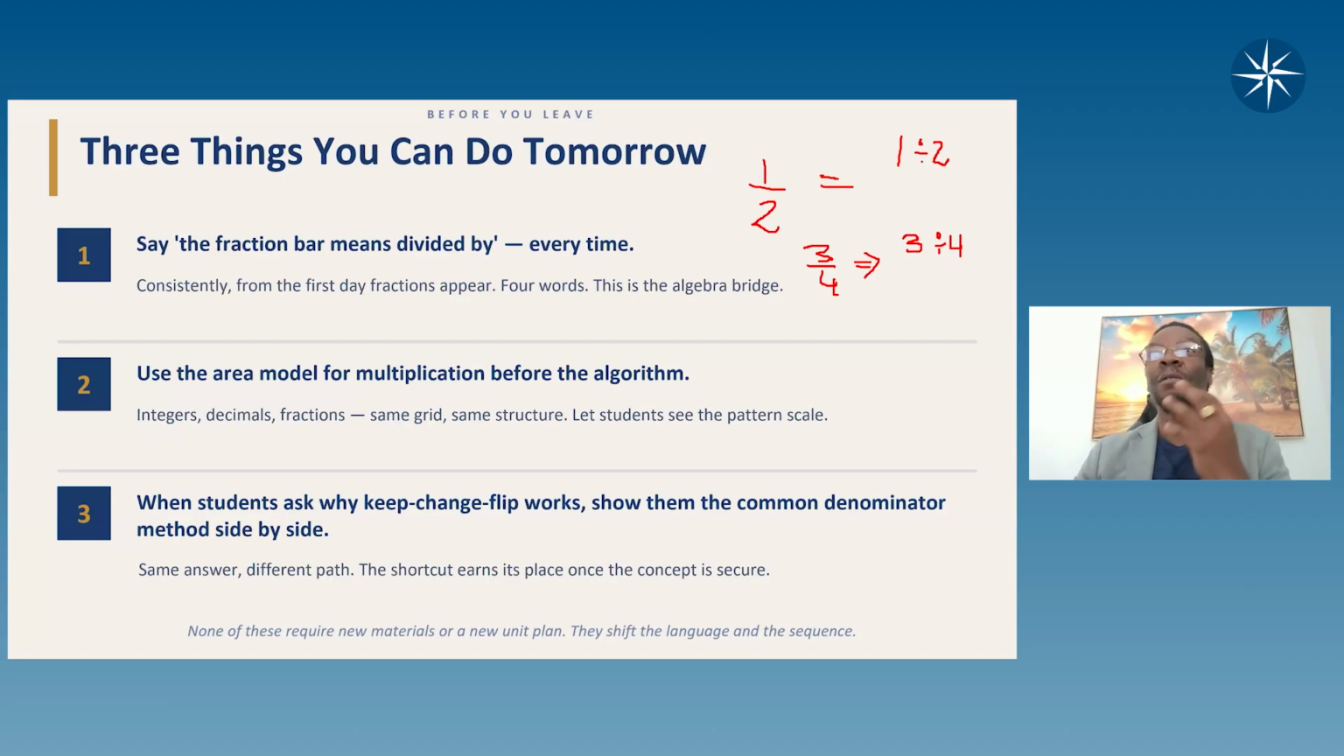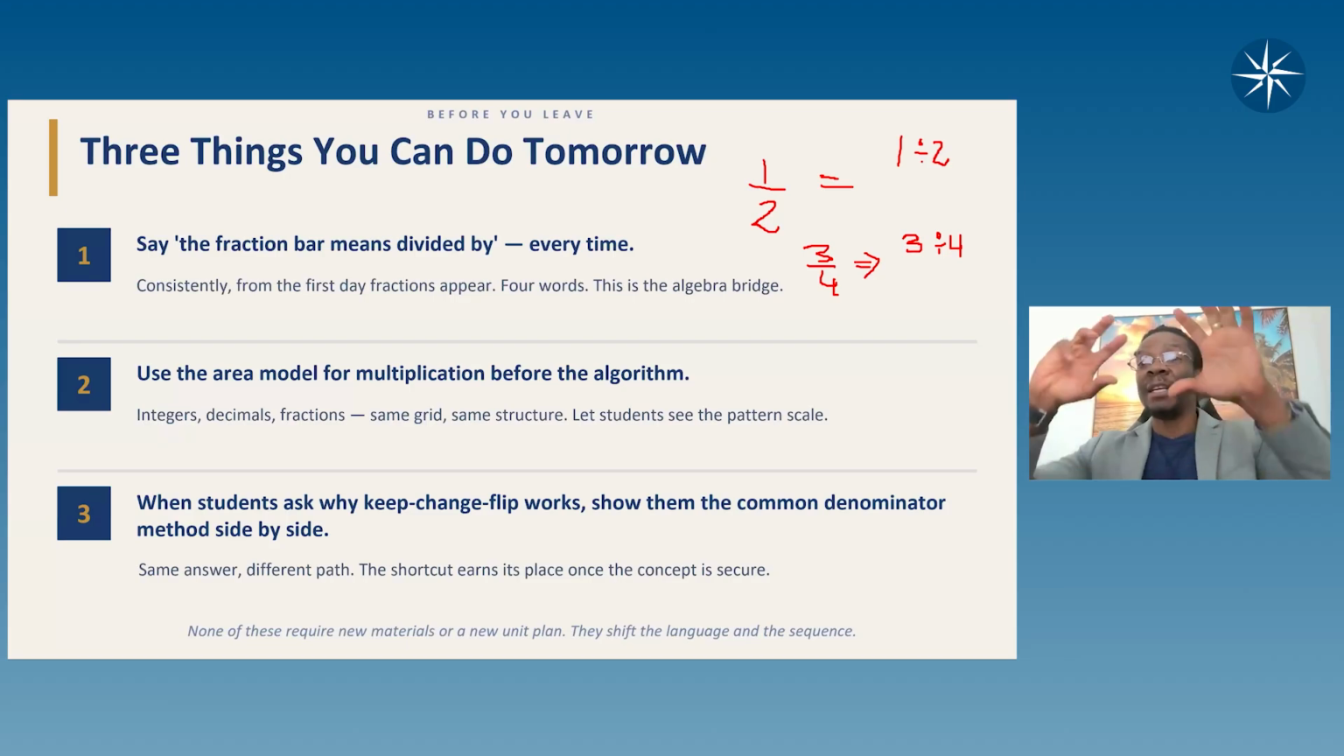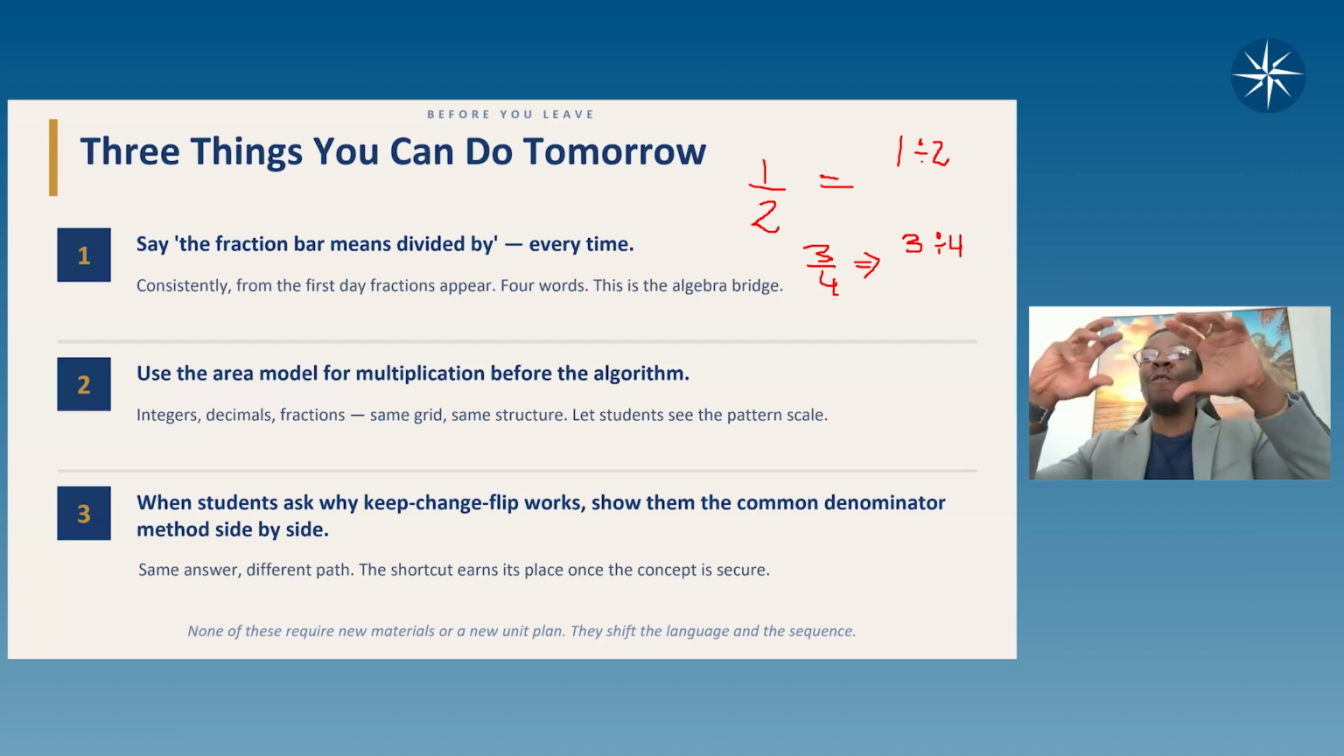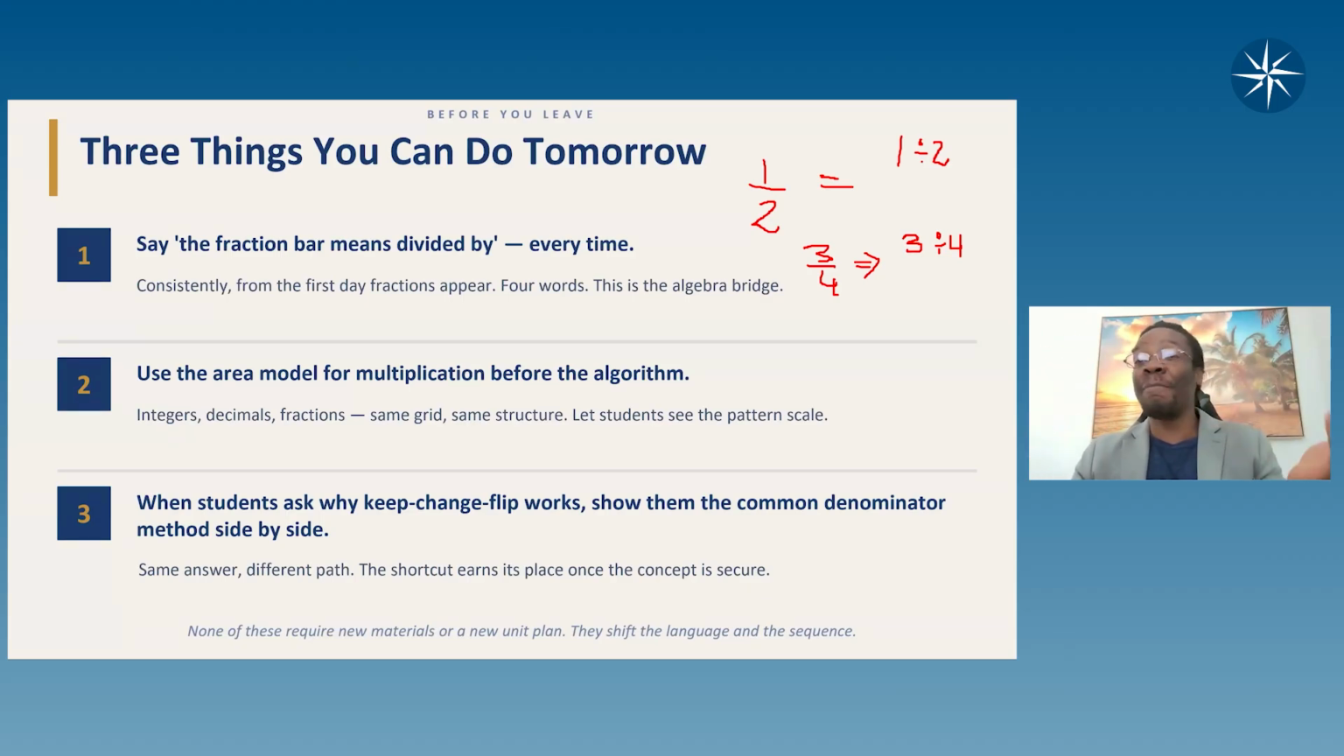Use the area model before you do the algorithm. Before you do the algorithm, use the area model. Help them to see those partial products. Very important. And when students ask why this works, show them the common denominator method. Keep change flip is an oversimplification of a very sophisticated way where we make fractions equal to each other.